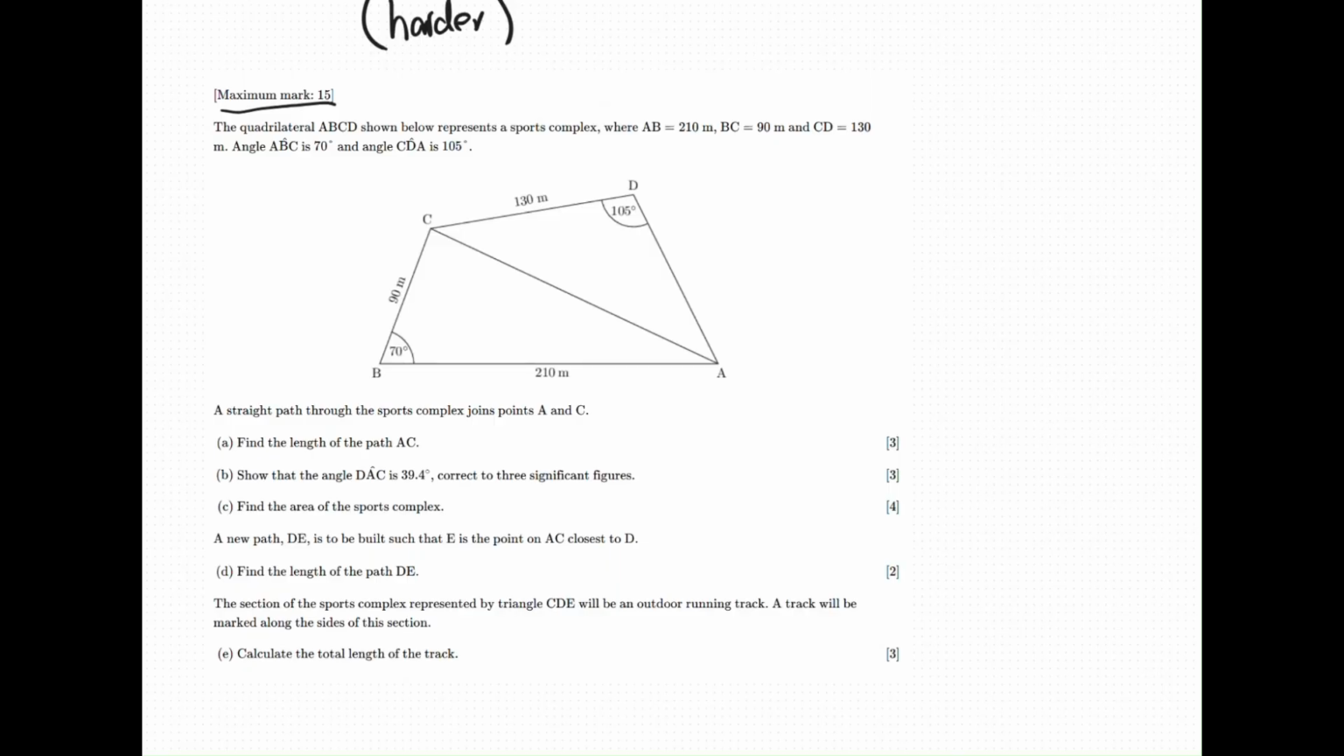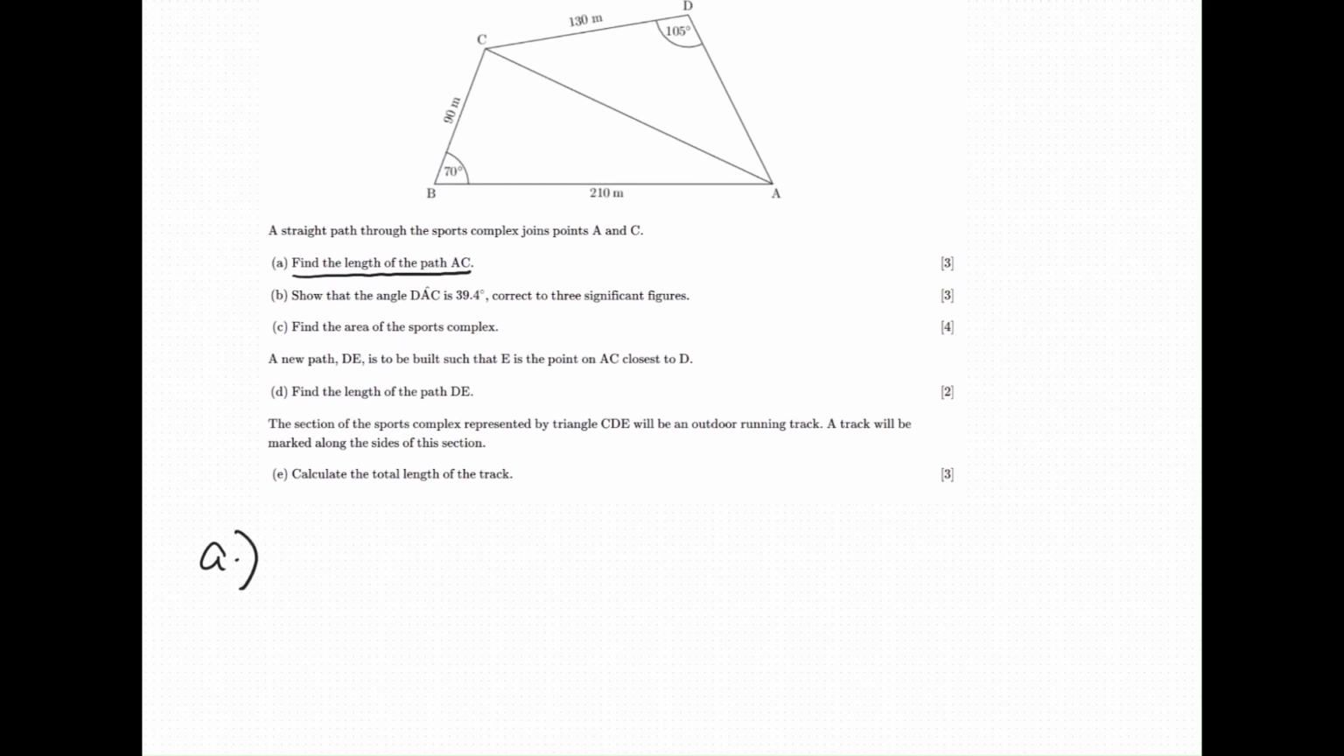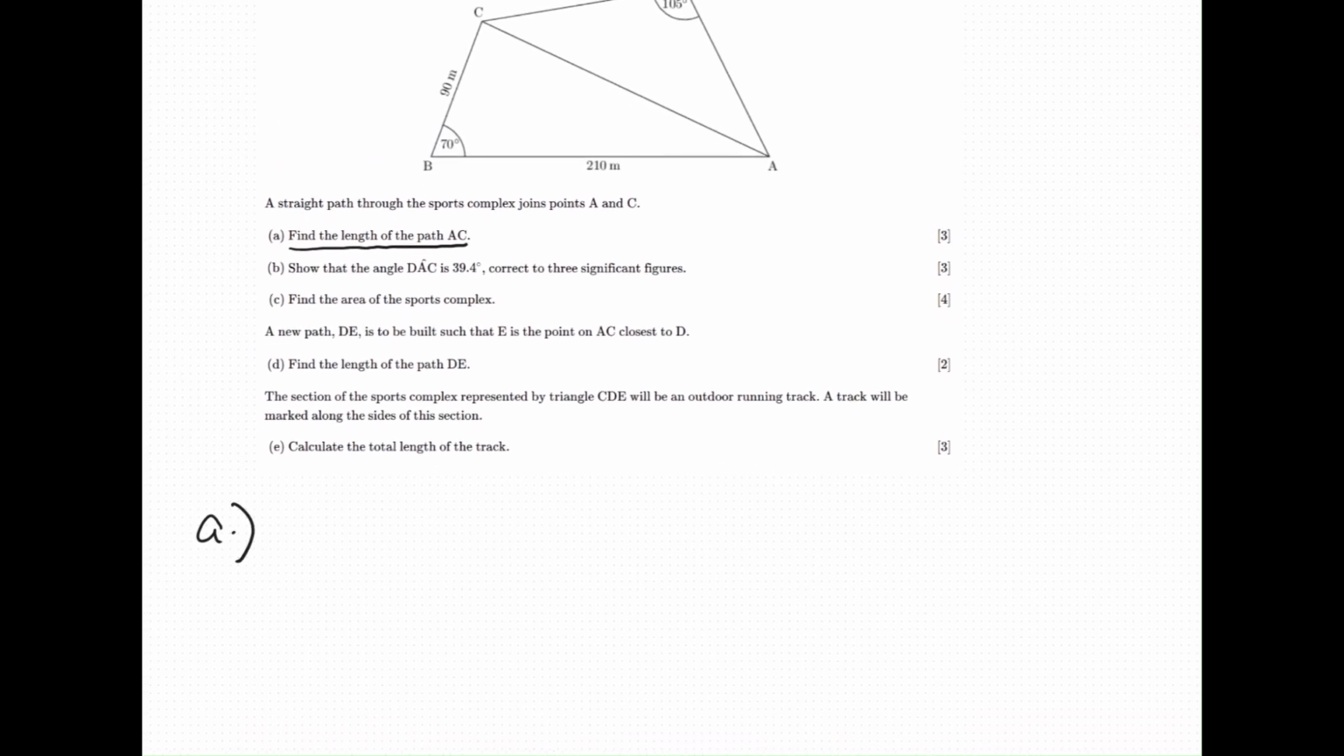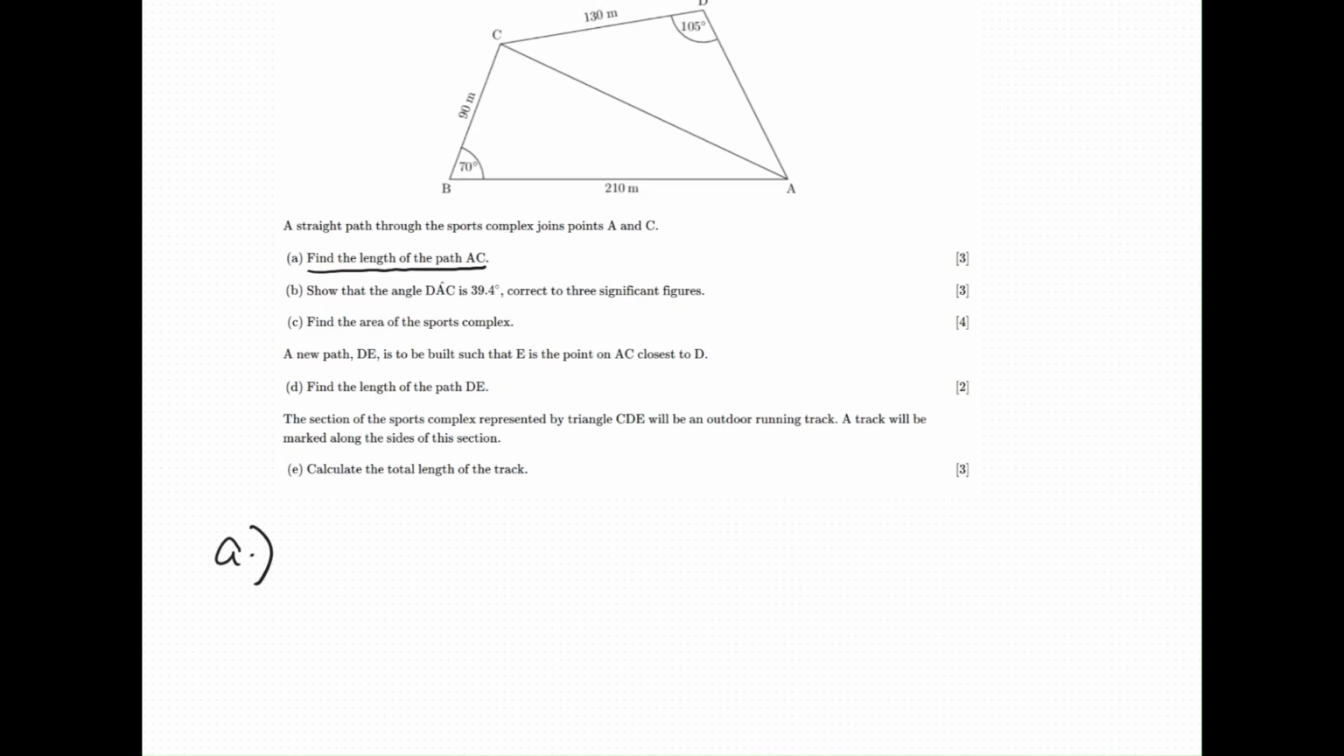So it says the quadrilateral represents a sports complex where AB is 210, BC is 90, CD is 130, and angle ABC is 70, and it's all given to you in the diagram. And for part A, it says find the length of the path A to C. And so in this case you'd have to use the cosine rule, as you've got one length and the other length and the subtended angle that it has.